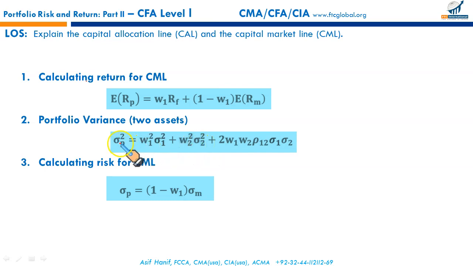Now, if you take the square root, that becomes the standard deviation of the portfolio, and we have represented W2 as 1 minus W1. So it's going to be 1 minus W1, which now becomes a simple value, and this variance is now simply that of the market portfolio, that is, the standard deviation of the market portfolio.